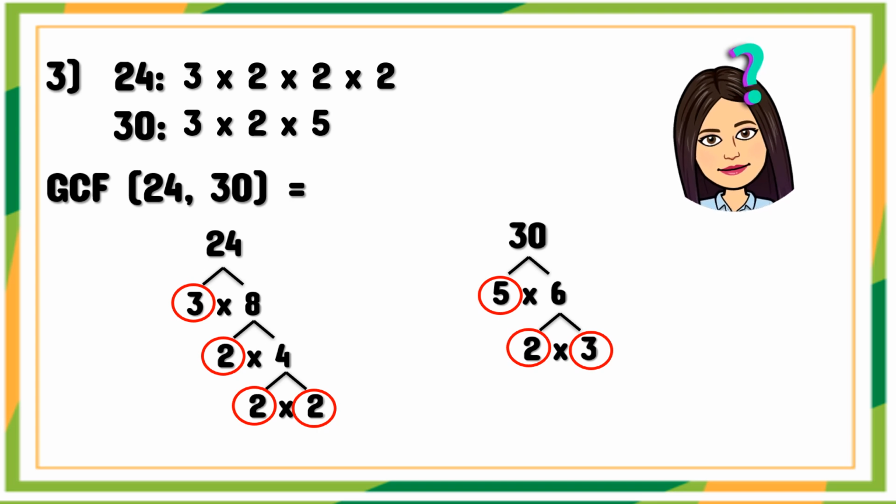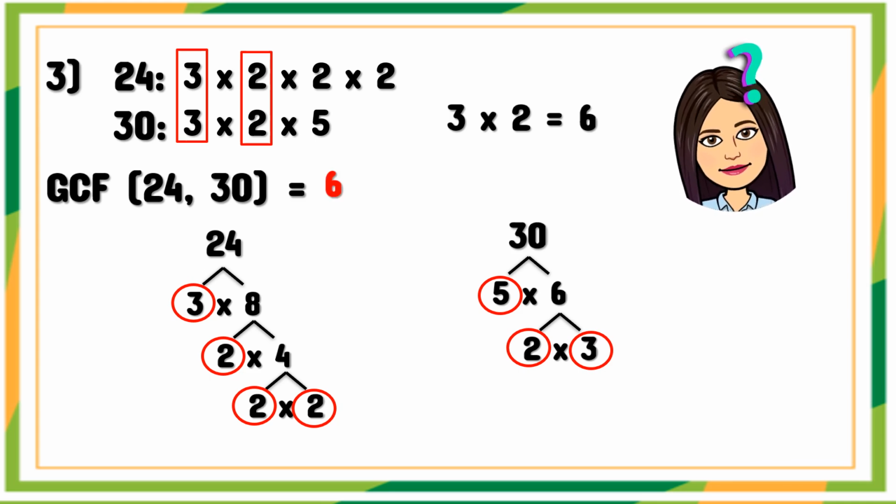And the common prime factors of 24 and 30 are 3 and 2. Now, let's get the product of the common prime factors, which is 3 times 2 is 6. Therefore, the GCF of 24 and 30 is 6.